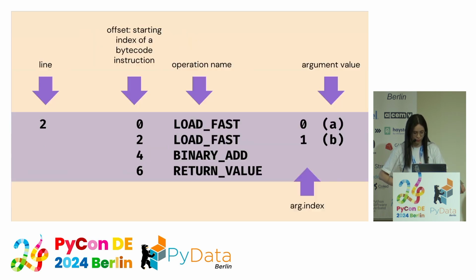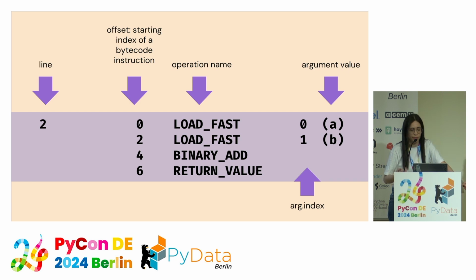That's very good. So what do the instructions actually mean? You have line here. This line is associated with your Python source code, not with the bytecode. So in one line of Python source code, you can have several instructions. That's why you only have one line here. You have the offset, which is the starting index of the bytecode instruction. These two you can understand, not so important.